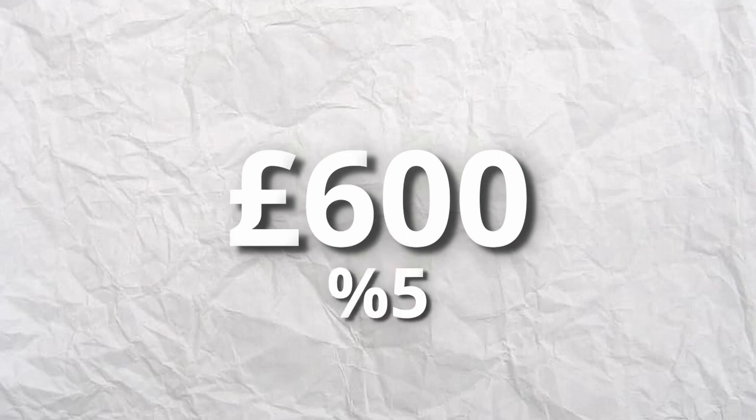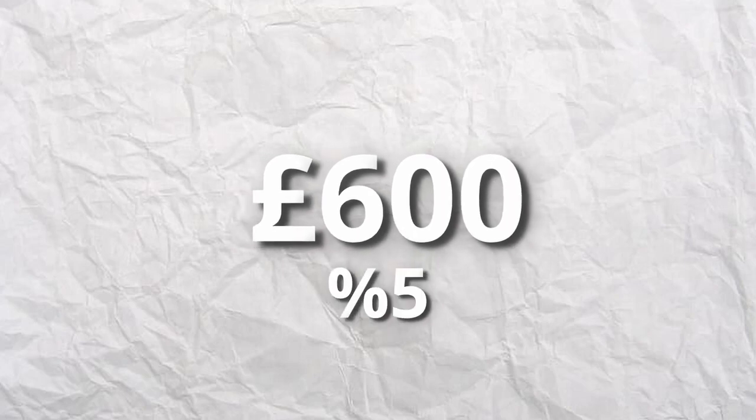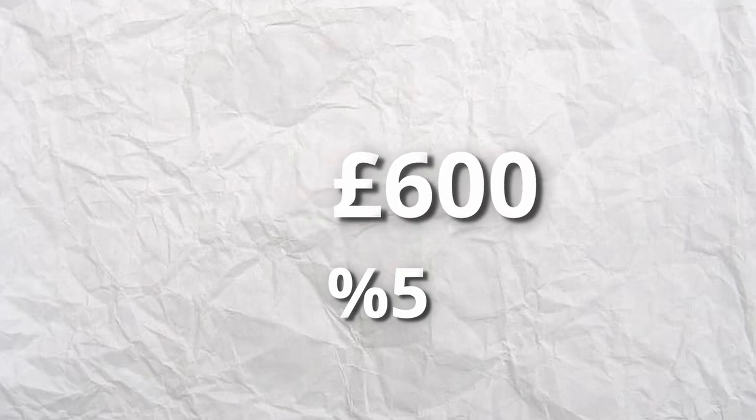We can calculate these percentages using the multiplier method that I showed you in the previous video. For example, Sally deposits £600 into a bank. The interest rate is 5% per annum. That just means per year. So every year, she's going to get an extra 5% on that £600.